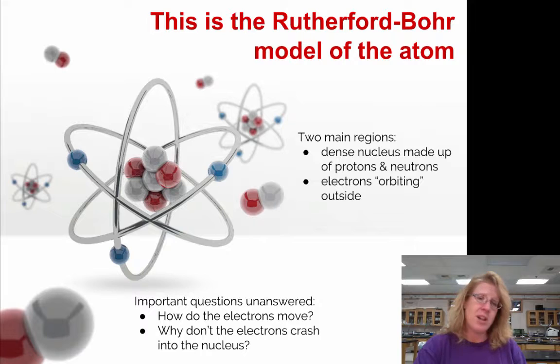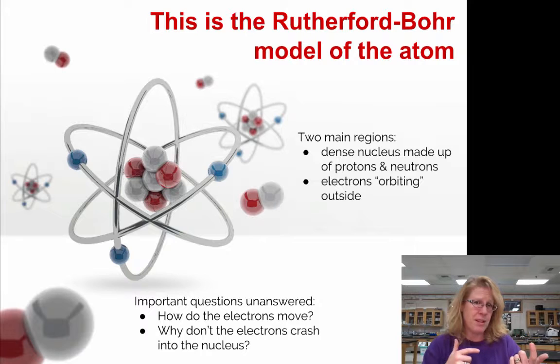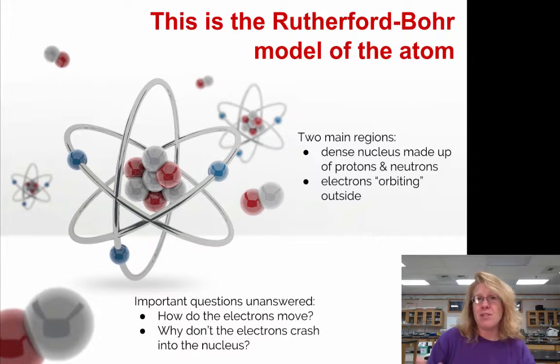A couple of questions that aren't terribly well answered by this particular model that Bohr himself was working on: how do the electrons actually move? Are they in circles like this? Are they at 90 degrees to one another? And a second one, kind of an obvious one: why don't the electrons just crash into the nucleus? I'm not going to answer that particular question, by the way. But if electrons are negative and the nucleus is positive, shouldn't they just stick? Right? So these aren't answered by this particular model.